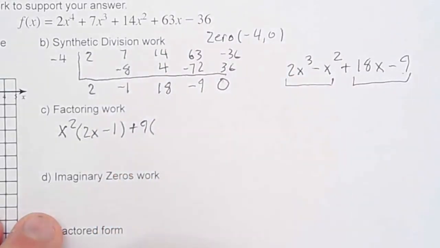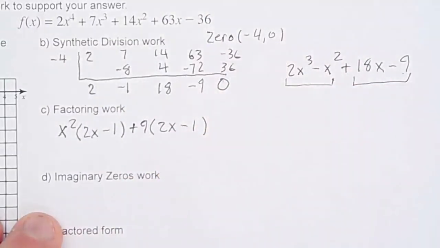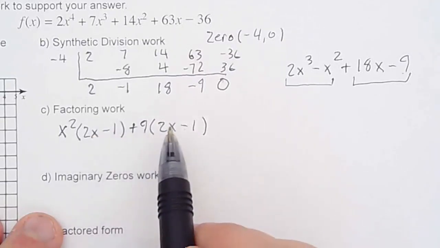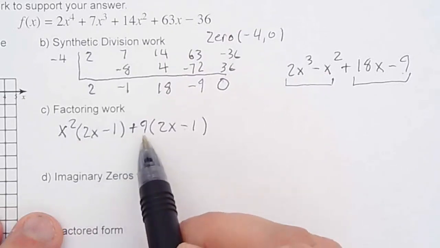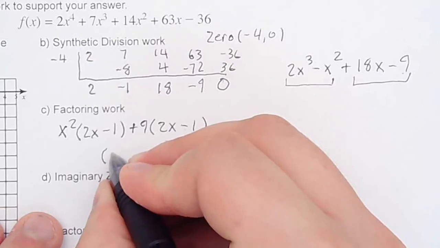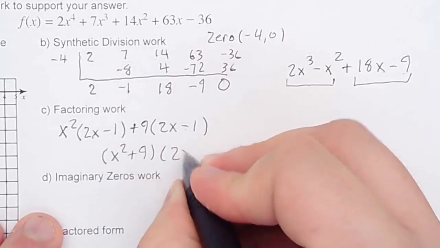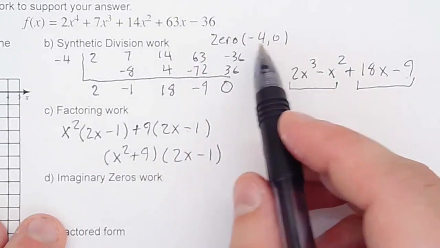And if you recall from our previous video where we did some of this factoring for a cubic function, whatever's in parentheses, these two pieces have to match, and that gives us one of our factors. Then these outside terms, or these coefficients, make up our second factor. So to factor this, I've got x squared plus 9 times 2x minus 1. Now remember, that was just factoring the cubic part. We still have this other 0 of -4, so we're going to put that all together at the end.